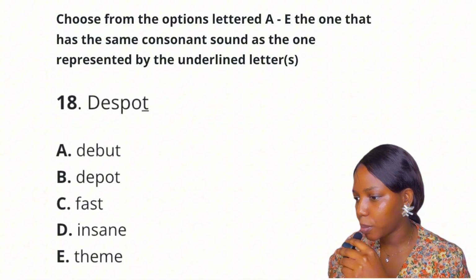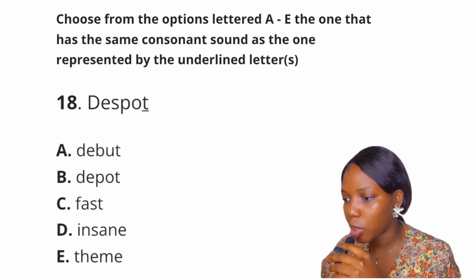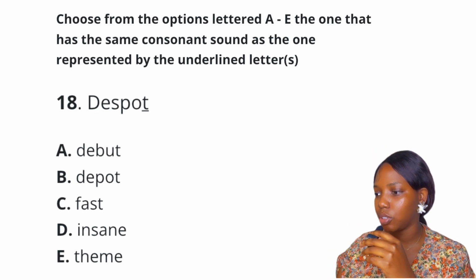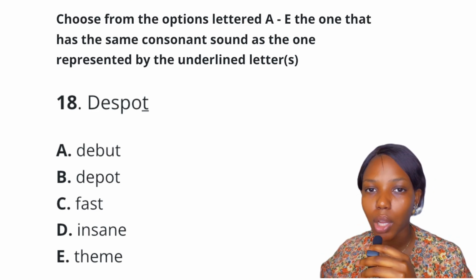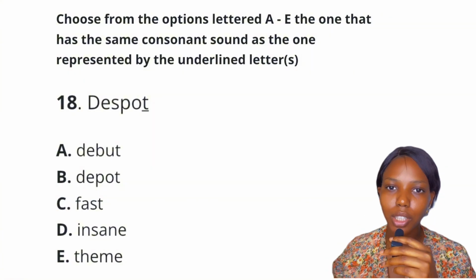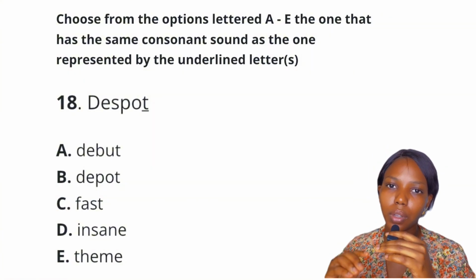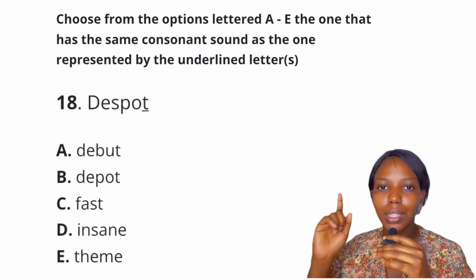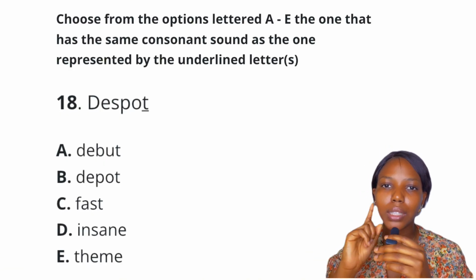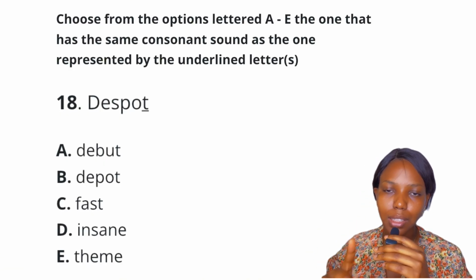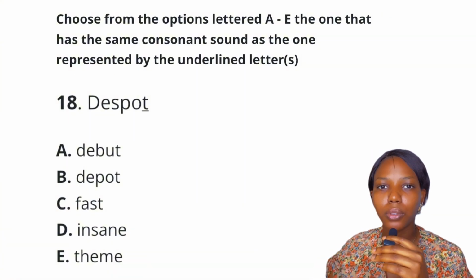Question 18. Choose from the options letter A to E, the one that has the same consonant sound as the one represented by the underlined letter. So this question is on consonant sound, and I need to tell you this, that English spellings will deceive you, but sounds never lie. So ignore spellings and listen for sounds. The word is despot, letter T is underlined and it is pronounced t. So we are looking for t.